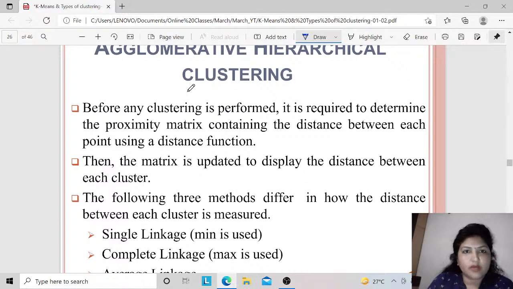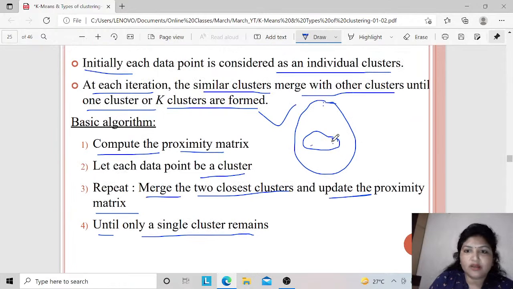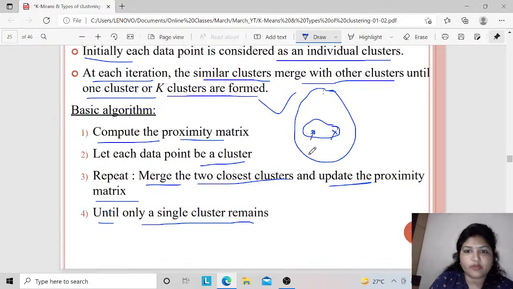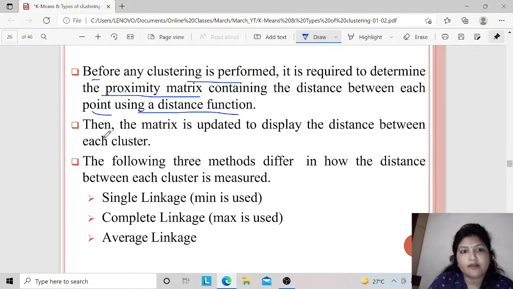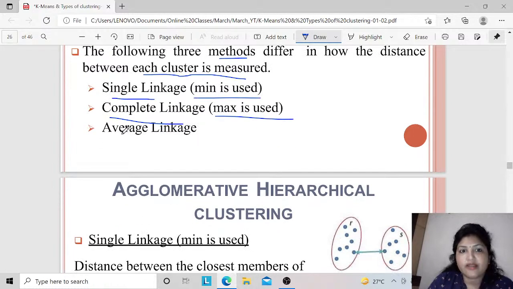So let us learn more about agglomerative hierarchical clustering. Before any clustering is performed, it is required to determine the proximity matrix containing the distance between each point using the distance method. So we will first find the distance between the data points. Then the matrix is updated to display the distance between each cluster. The following three methods differ in how the distance between each cluster is measured. There would be single linkage, where the minimum is used, complete linkage, where the maximum is used, and average linkage, right?